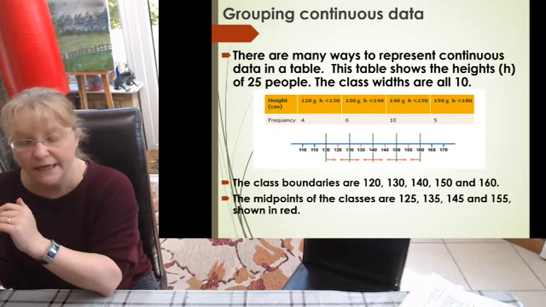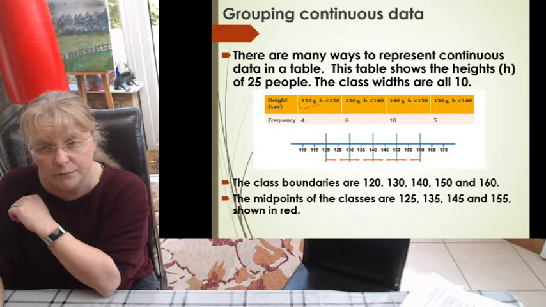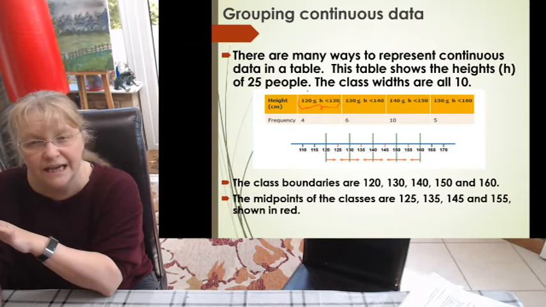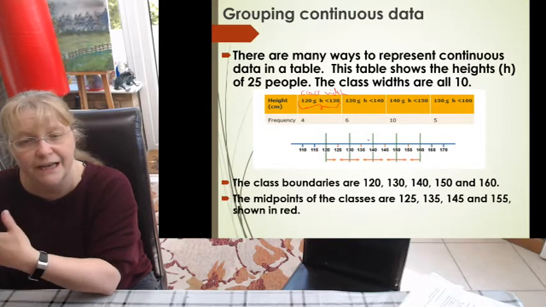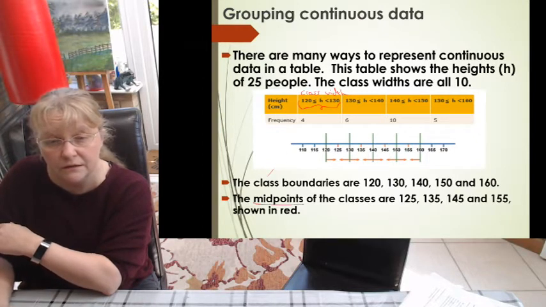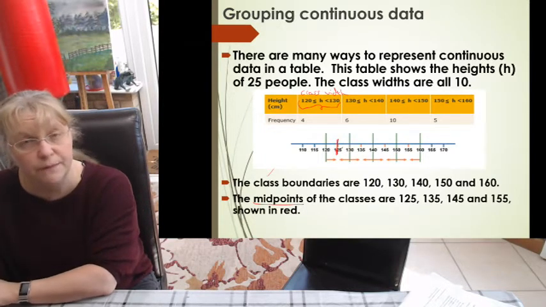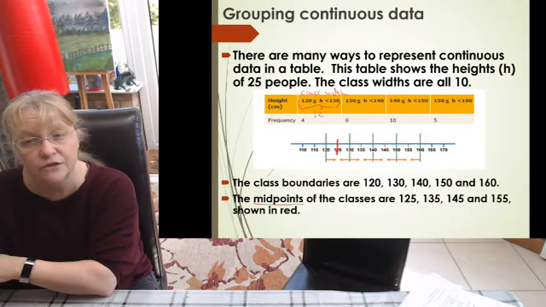So this shows the height, and if you look at this, the difference between 120 and 130 is 10. So that is counted as a class width. Okay, so for the class boundaries, as you can see here, 120, 130, 140, etc. And the final thing that we do is the midpoints. Midpoint is exactly what it says. It's halfway between the two boundaries. So what's halfway between 120 and 130? It's 125.